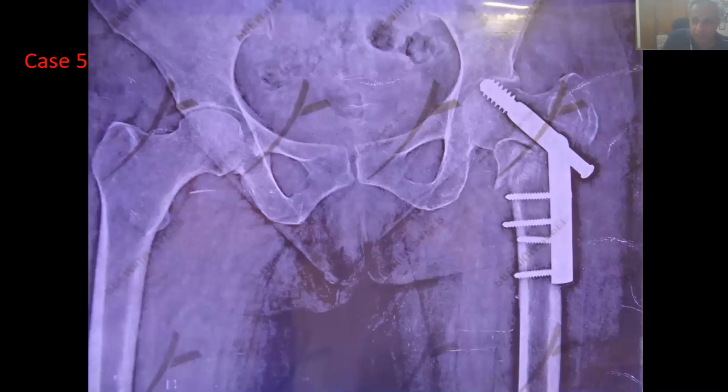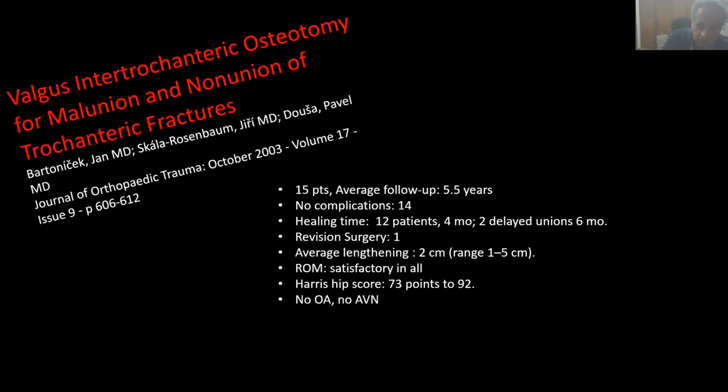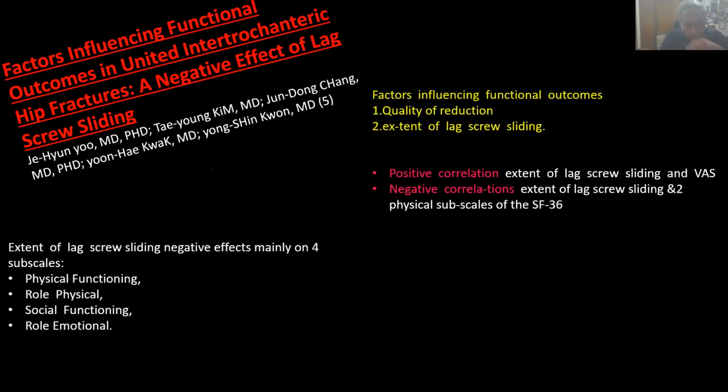So this kind of thing, where the implant is cutting out through and eroding, a total replacement makes a lot of sense. There's lots of literature to look at if you want to follow up on the results. And also a lot of literature talking about how the amount of collapse has a direct bearing on physical functioning and social functioning, which is a huge thing.